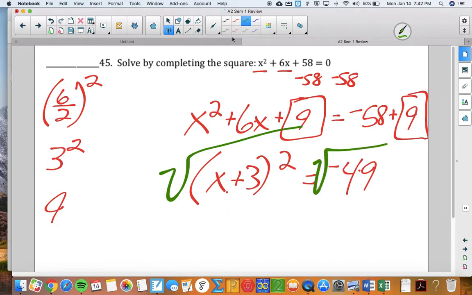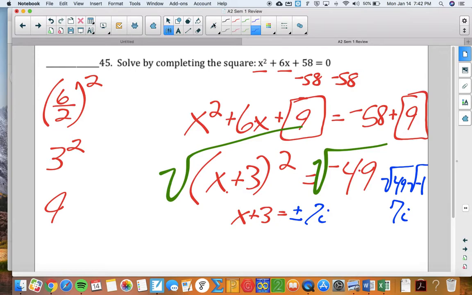So we get x plus 3 equals square root of negative 49, which is, if we think about this, let me do this in a different color, really the square root of 49 times the square root of negative 1. Square root of 49 is 7. Square root of negative 1 is i. Remember, when we square root, we get a positive and negative answer. So it's plus or minus 7i. And then we subtract 3. So we have now gotten x by itself. x equals negative 3 plus or minus 7i.